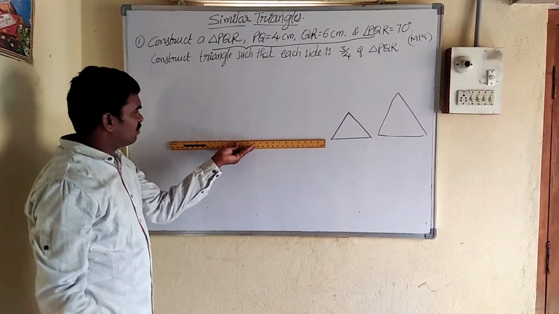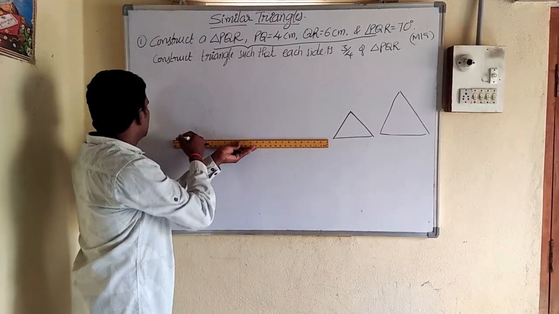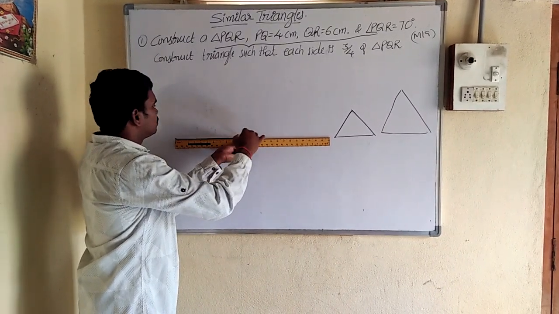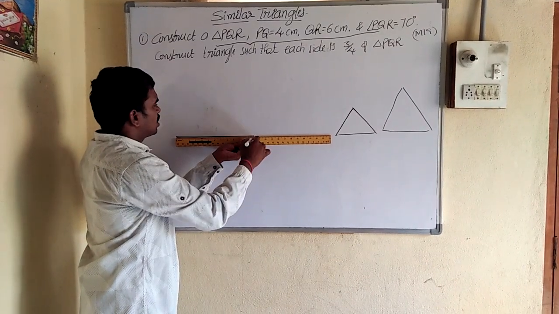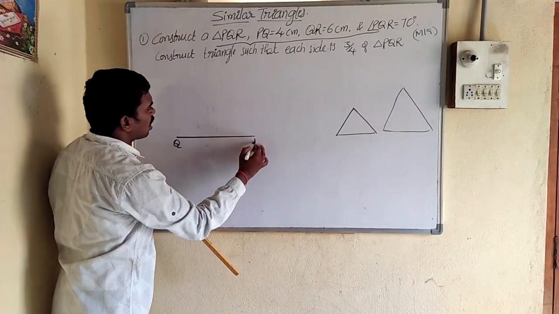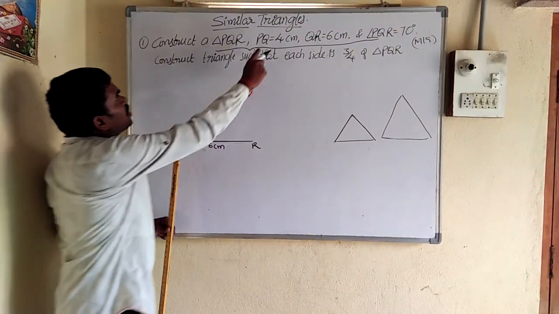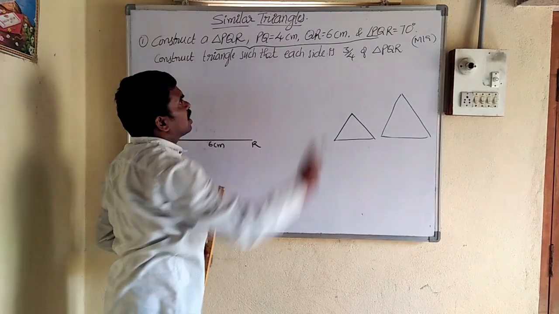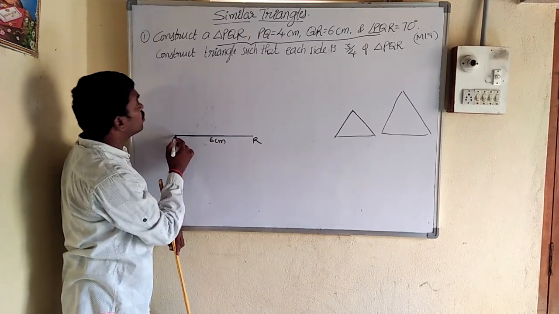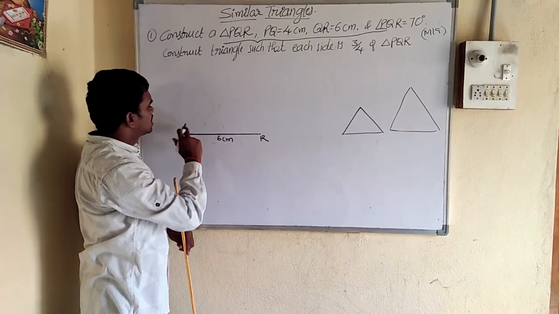For your convenience I am taking double units, but in our notebook we can draw 6 centimeters only. So from 0 to 6 centimeters, this is QR, 6 centimeters. The next is PQ equal to 4 centimeters and angle PQR equal to 70 degrees. Where is the angle PQR? Here, at Q it is 70 degrees. P may be on the upper side. So at Q we have to construct 70 degrees.